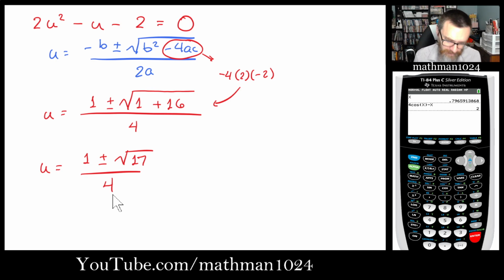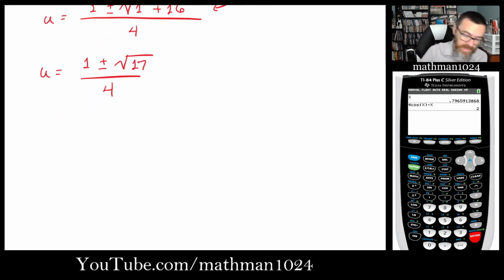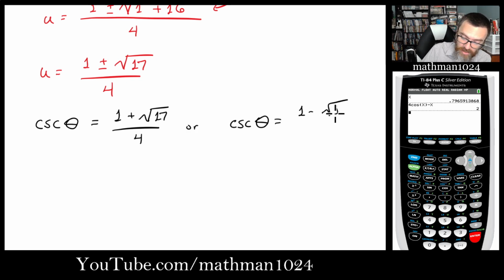Now, keep in mind that u was a placeholder, hence doing u substitution. It was a placeholder for the original guy, which was cosecant. So we want to see, when does cosecant of theta equal 1 plus the square root of 17 over 4? Or when does cosecant equal 1 minus the square root of 17 over 4?